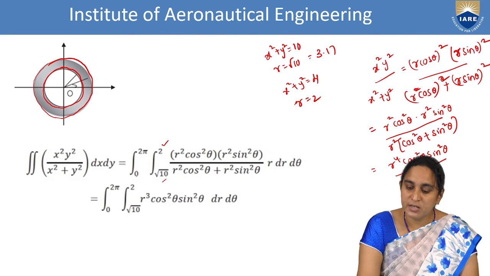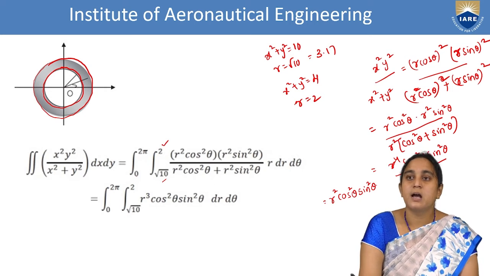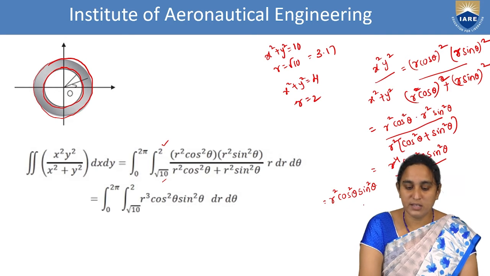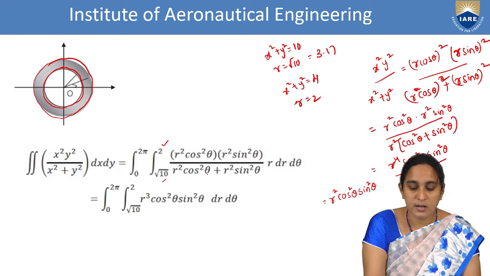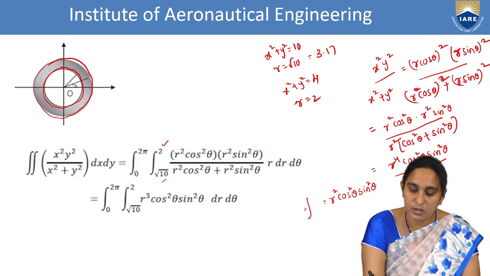Therefore, from that function we got r power 4 cos square theta sin square theta by r square. Here one r square and one r square cancel, and the remaining part is r square cos square theta into sin square theta. I'm substituting like this here. Therefore this is equal to what?